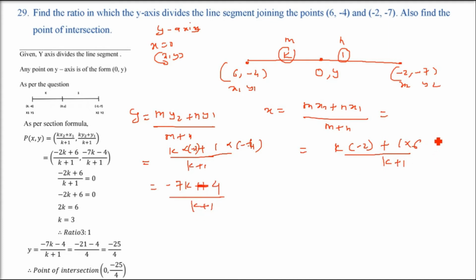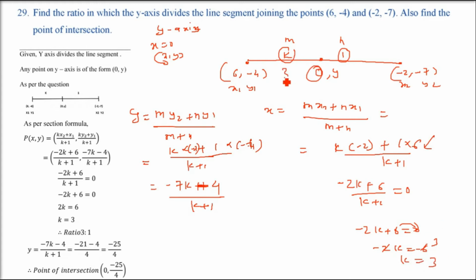This is the y coordinate. And what is the x coordinate? As I said, x coordinate is 0. So this is (minus 2k plus 6) by (k plus 1), and this equals 0. So you get minus 2k plus 6 equals 0. That is minus 2k equals minus 6. The minuses cancel, 2 3s are 6. So you get k equals 3. So k is to 1 is 3 is to 1.